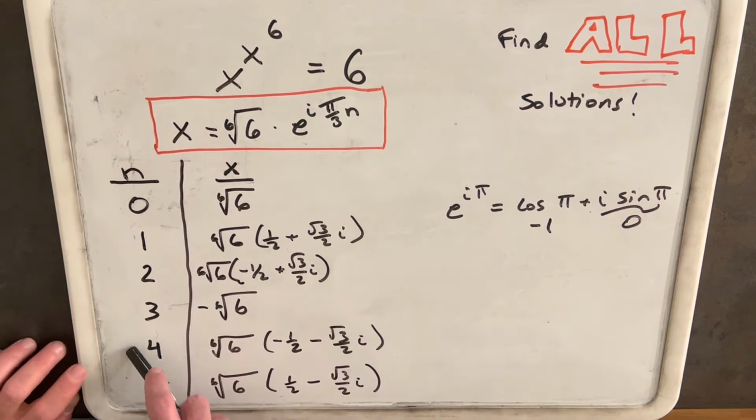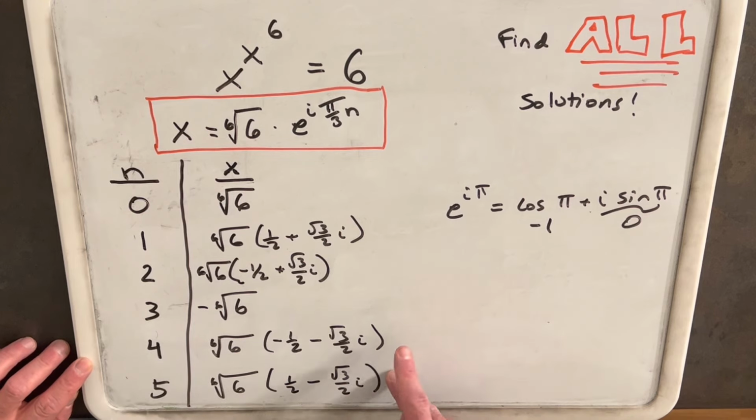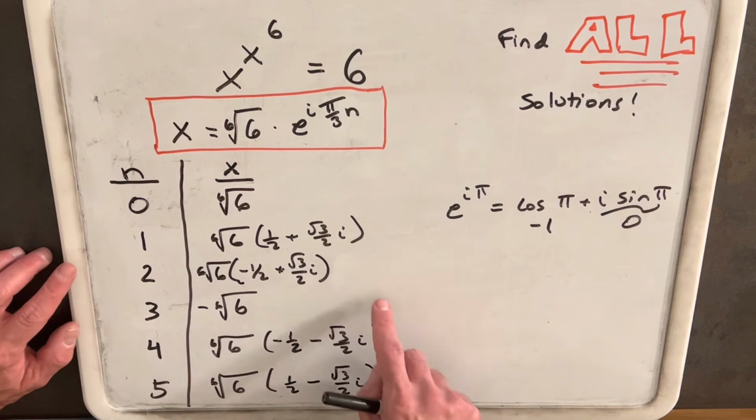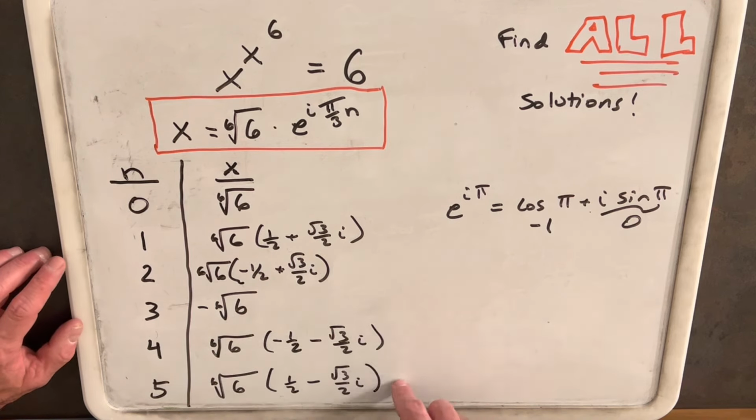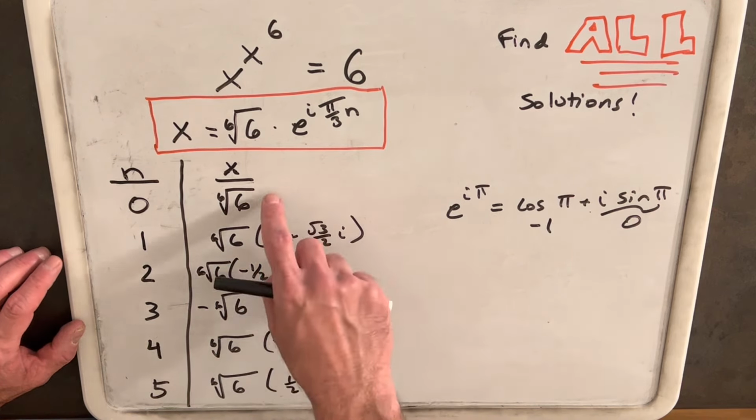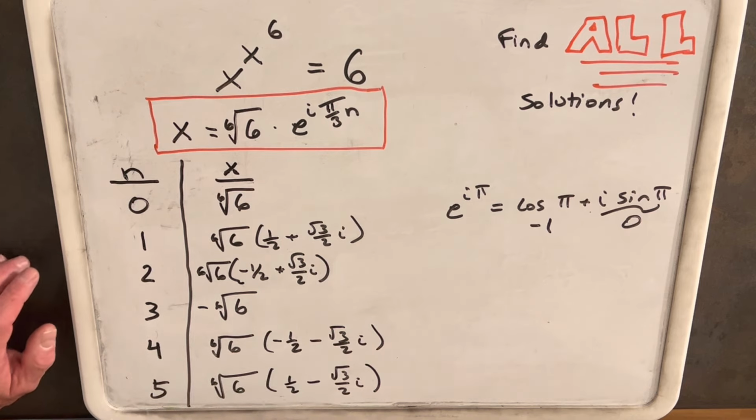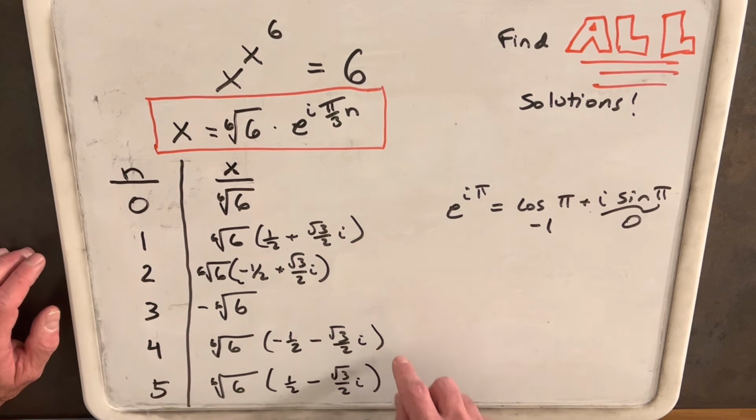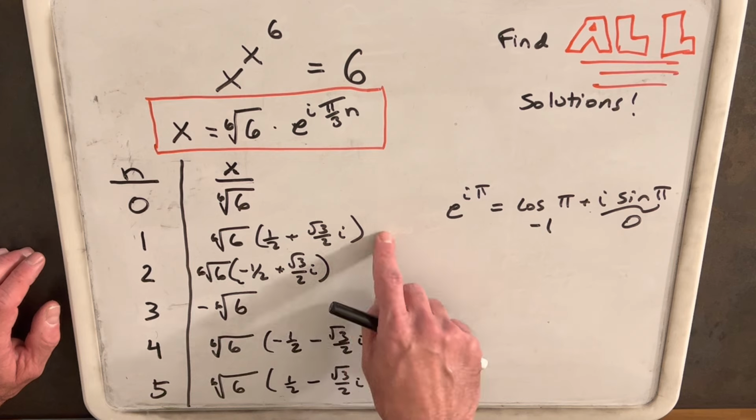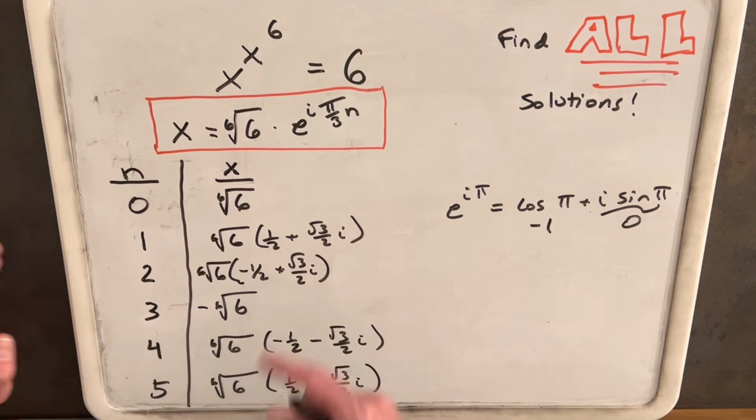Repeating the same process for n equals 4 and n equals 5, we get our last two solutions. So we end up with 6 different solutions, right? 4 complex, 2 real solutions, and kind of cool. You notice each of the complex solutions look the same, but they're all a little different because the sign changes. So we end up with our 6 solutions, and that's it.